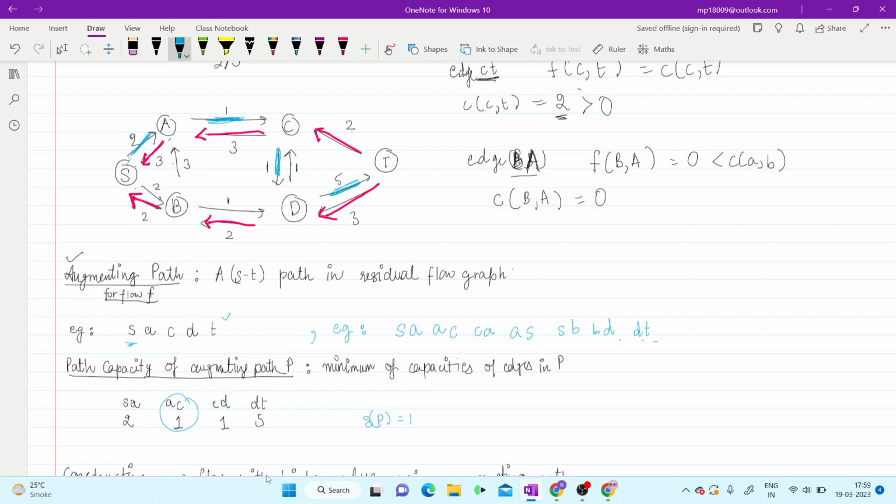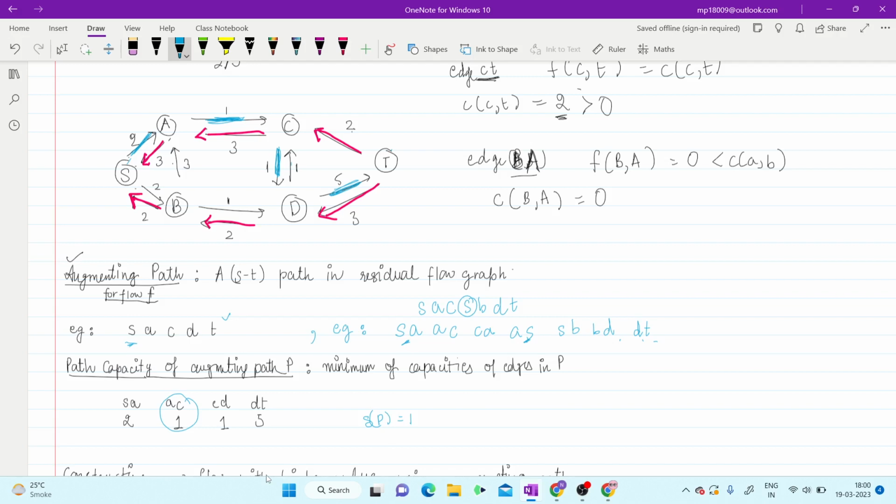But see, this is not a path because S is getting repeated. So your path is basically S, A, C, S, B, D, T, right? But S is getting repeated in this. And in a path, no vertex should be repeated. So this is not a path.